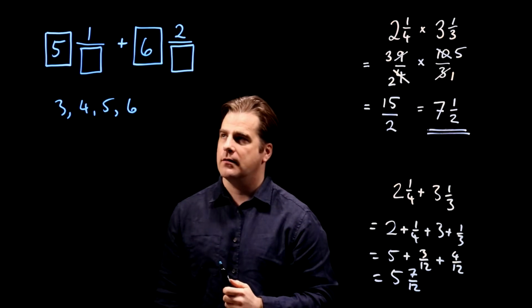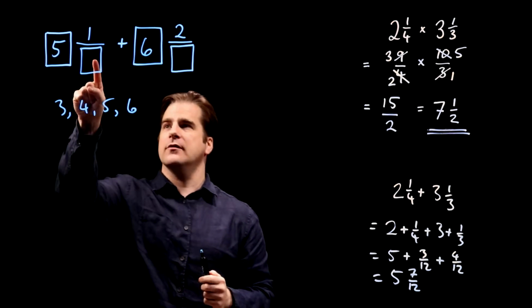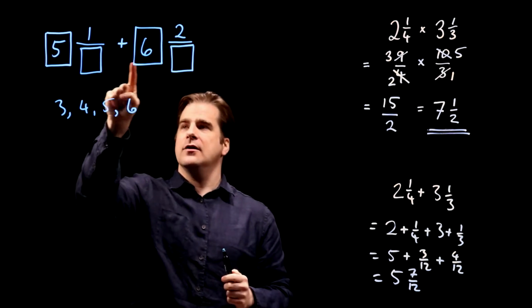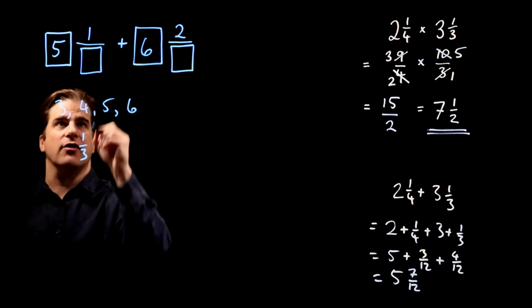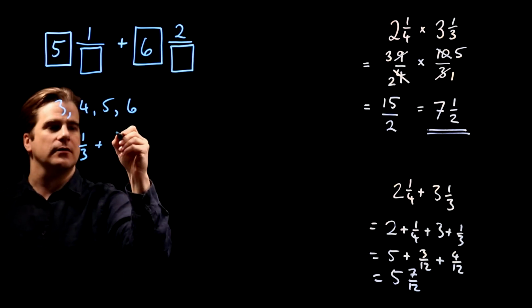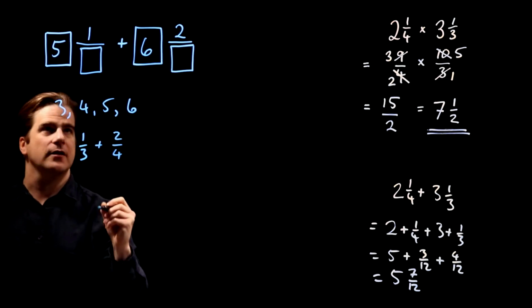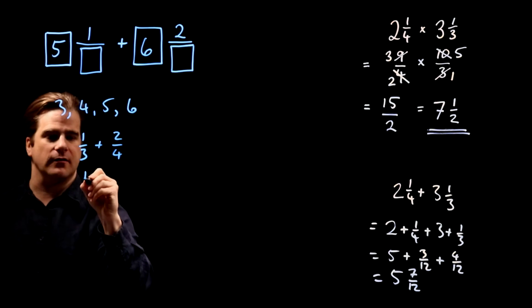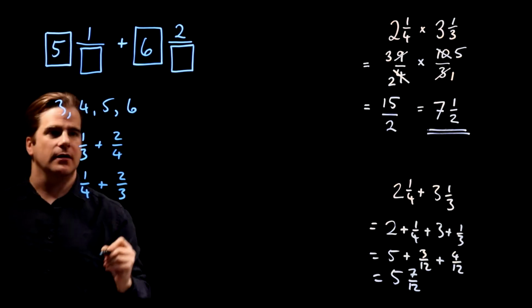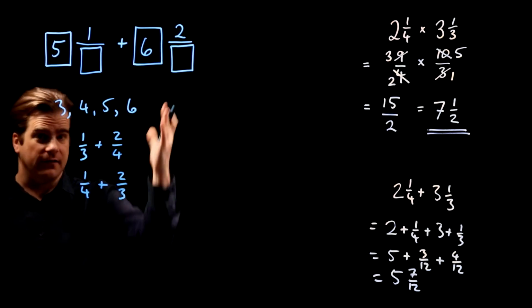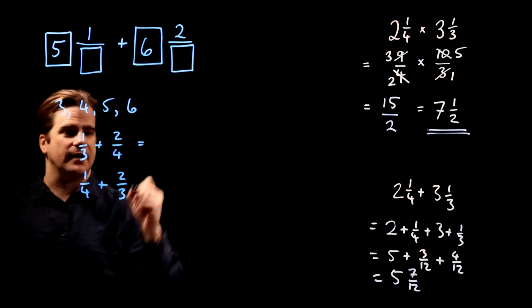Okay, so next we're going to put either the 3 there and the 4 there, or the 4 there and the 3 there. So that means it'll be either 1/3 plus 2/4, or if you put the 4 there and the 3 there, it's going to be 1/4 plus 2/3. So whichever one of these is bigger, that's our answer. So let's quickly work these out.